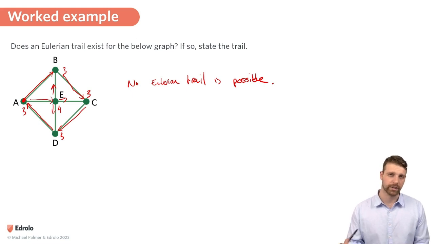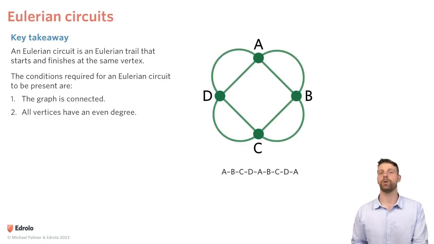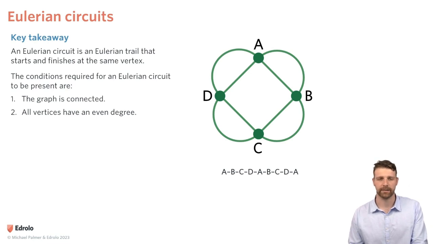Some Eulerian trails just won't exist for some graphs. So let's take them away. Can't be done. On to Eulerian circuits. So an Eulerian circuit is an Eulerian trail that starts and finishes at the same vertex.